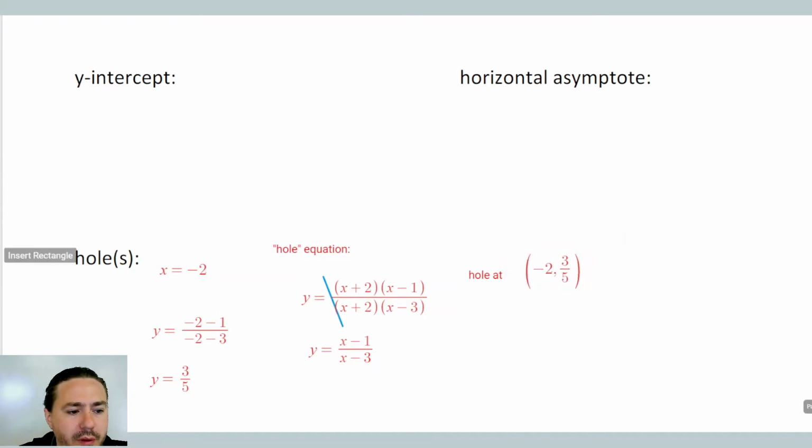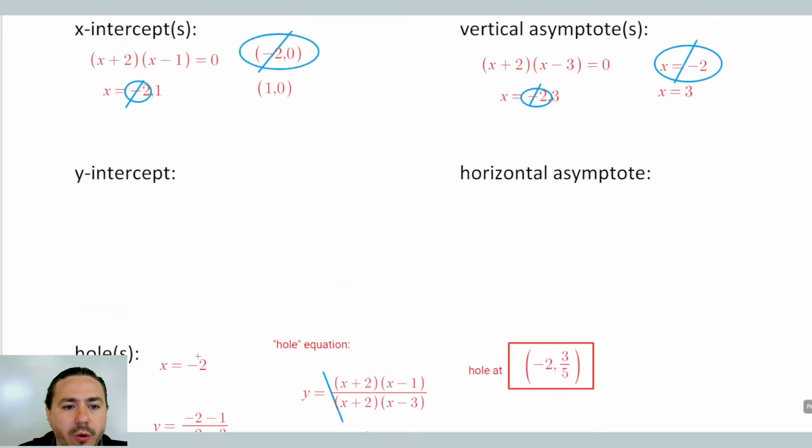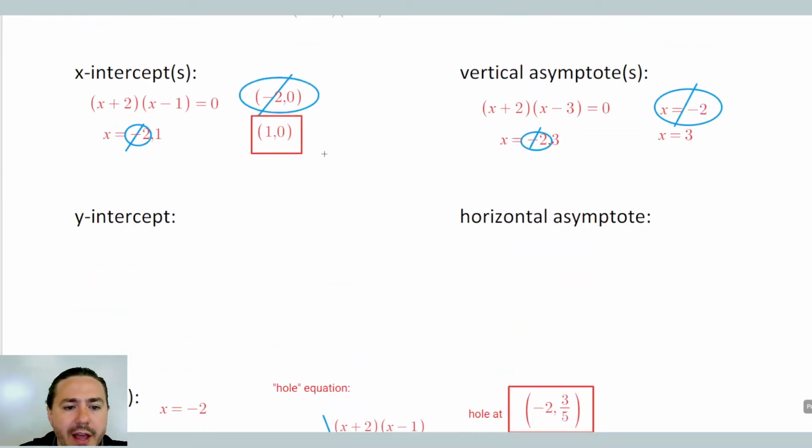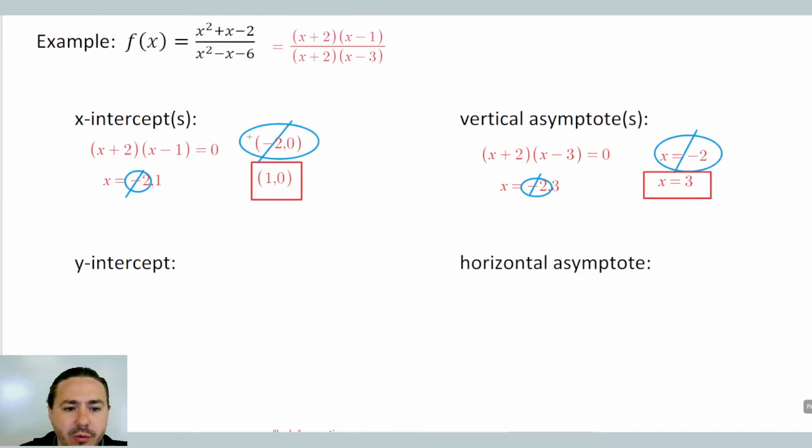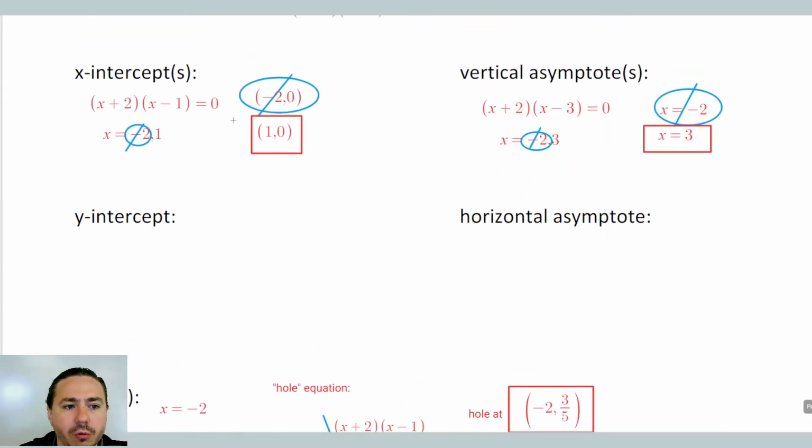All right, so that's how you find the y-coordinate of the hole. We're only going to have one x-intercept and one vertical asymptote here. So again, just to really emphasize this, when you get the same factor in the numerator and the denominator, that's going to cause a hole rather than either one of these two things.